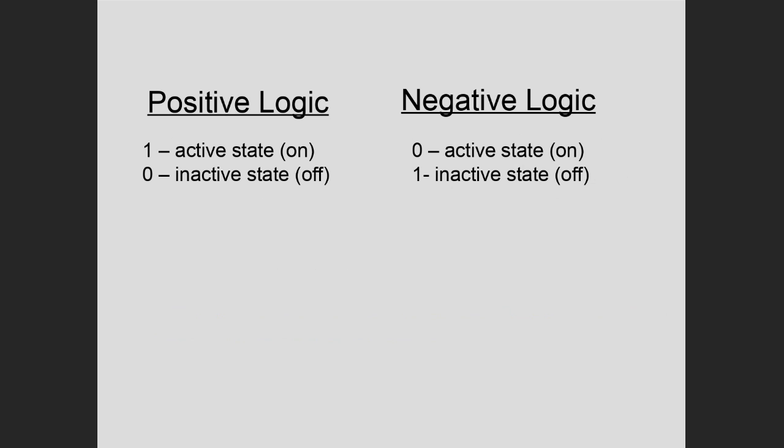Now this next slide, I don't even know why I have this in here. There's two kinds of logic: positive logic and negative logic. With positive logic, your active state, your on state, is represented by binary 1. Your inactive state or off state is represented by binary 0. And with negative logic, it's reverse. Active on will be represented by 0. Inactive off is represented by 1.